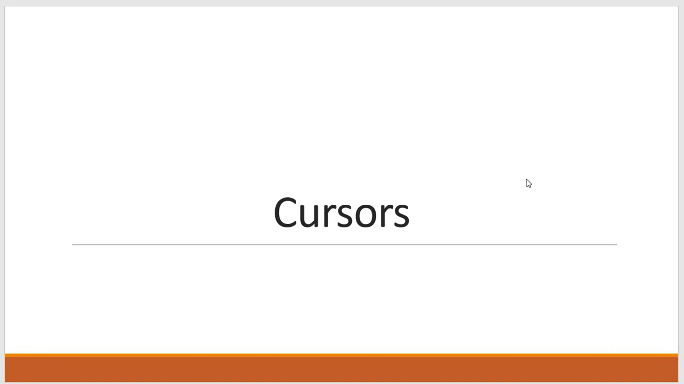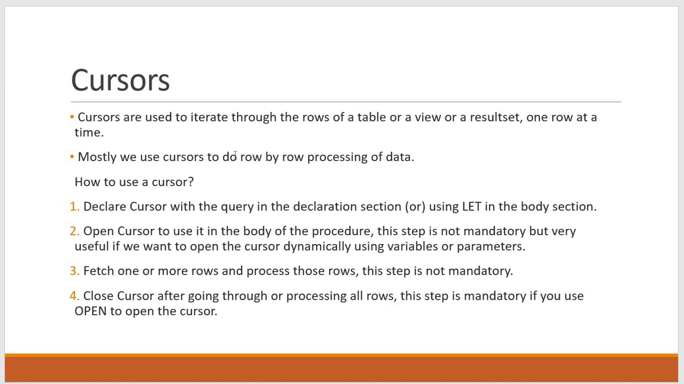Hi, in this session I will explain about cursors and result sets. First let's talk about cursors. These cursors are used to iterate through the rows of a table or a view or a result set, one row at a time. Suppose I have some 1 million rows in a table or in a view.